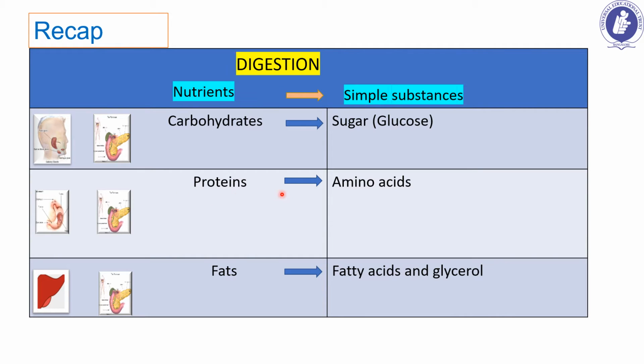Proteins are broken down into amino acids with the help of gastric juice present in the stomach and also pancreatic juice. Fats are broken down into fatty acids and glycerol with the help of bile that is secreted by the liver and also with the help of pancreatic juice.